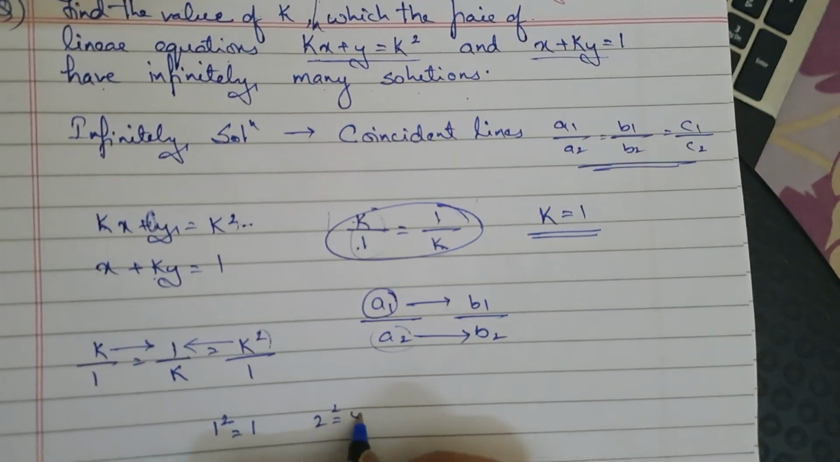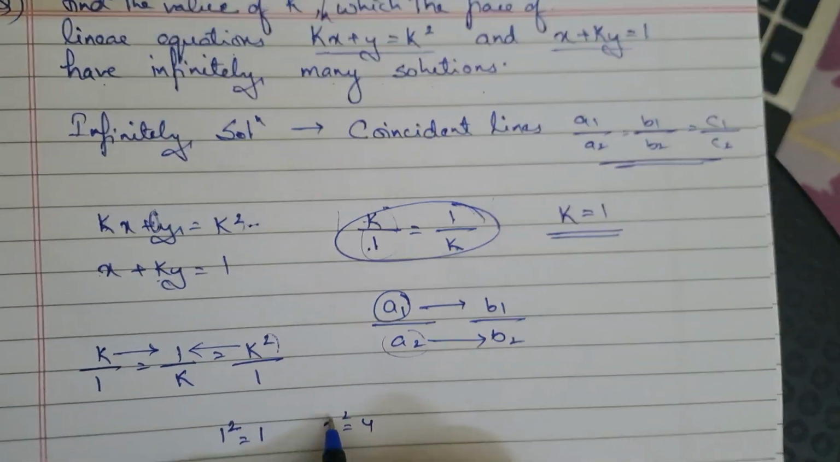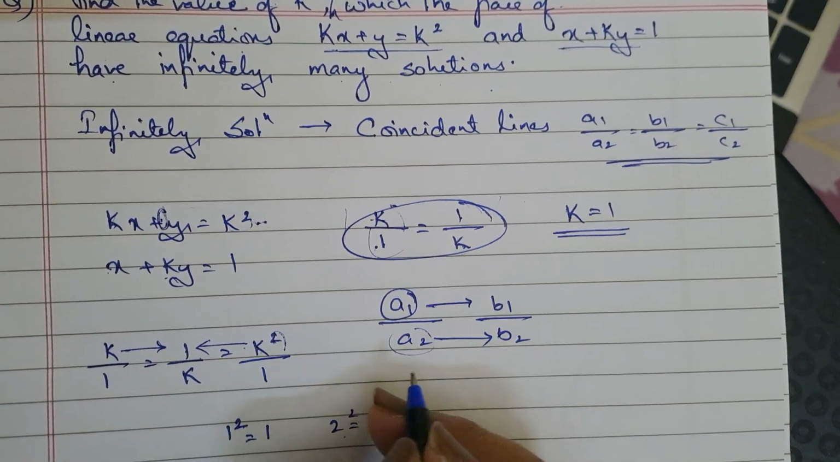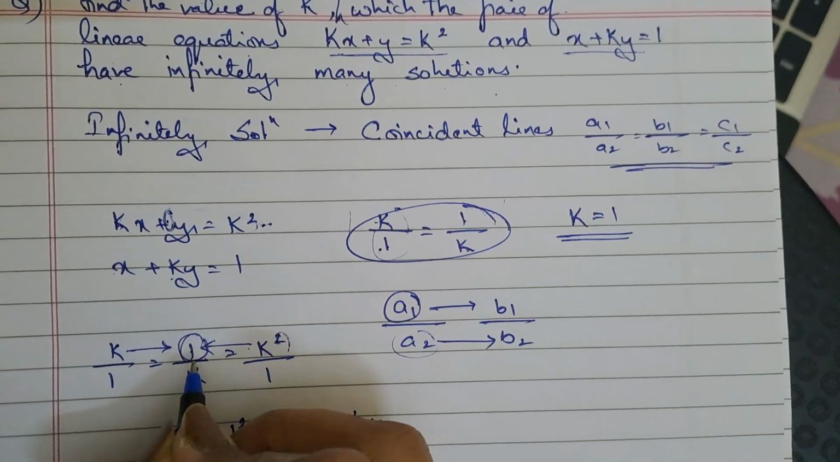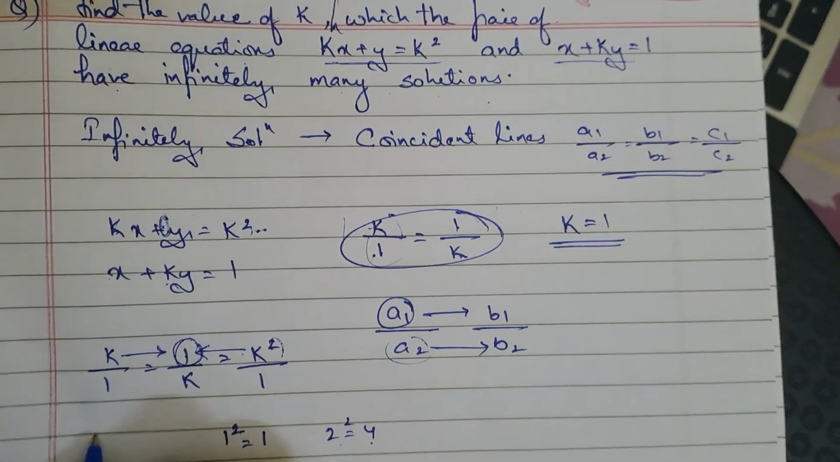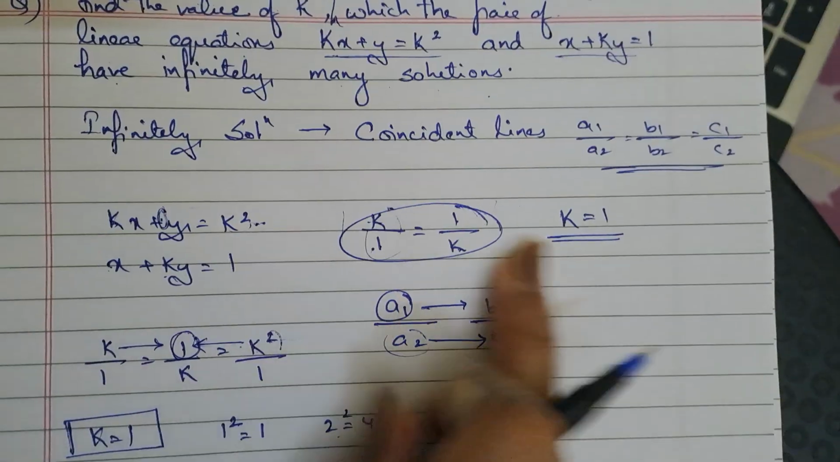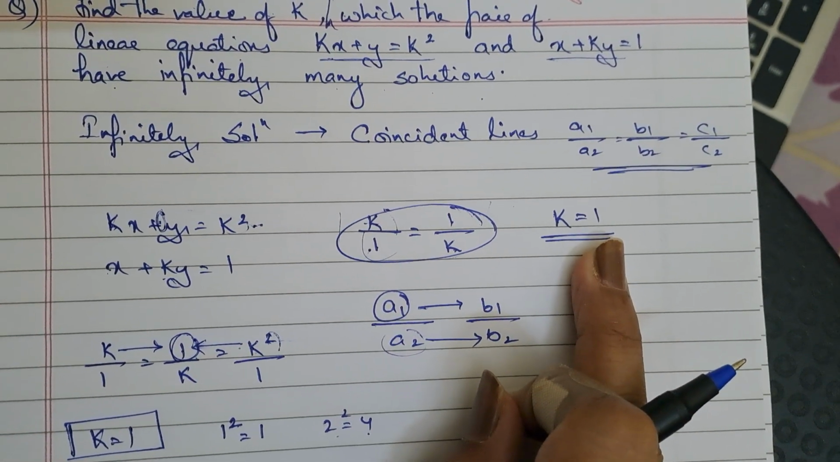If I have 2 square, it will become 4. If k value is 2, it will become 2 square, 2 square will be 4. If k value is 3, it will become 9 then. But it has to become 1 only, isn't it? So k value is going to be automatically 1. You can declare it from this part only.